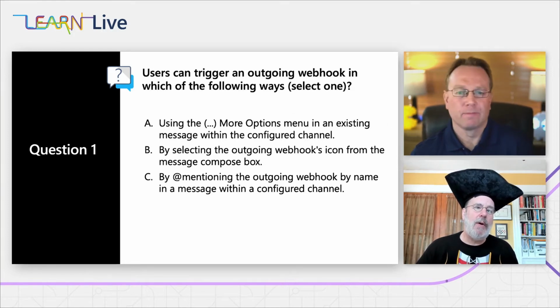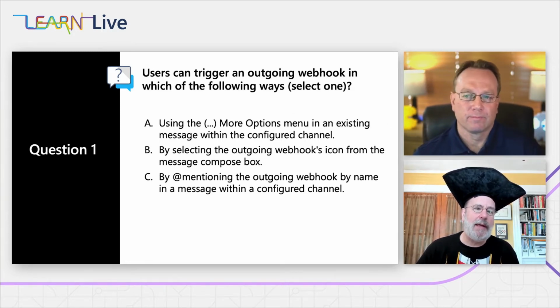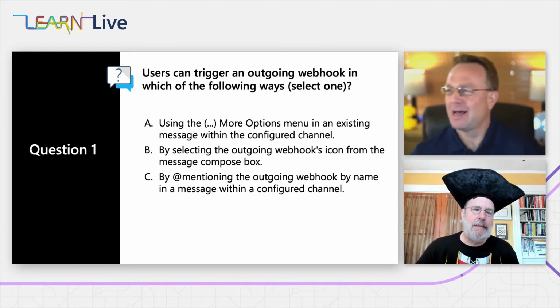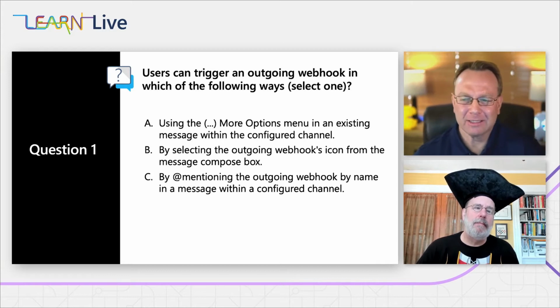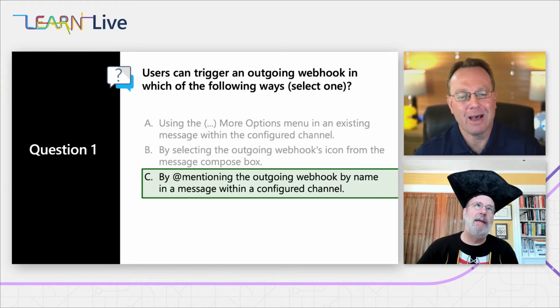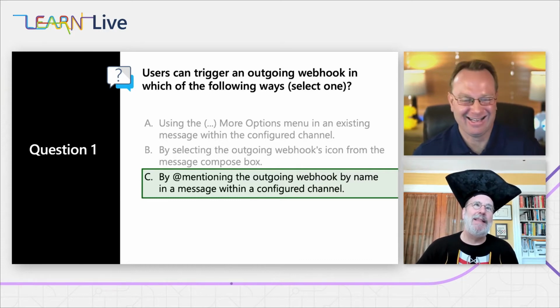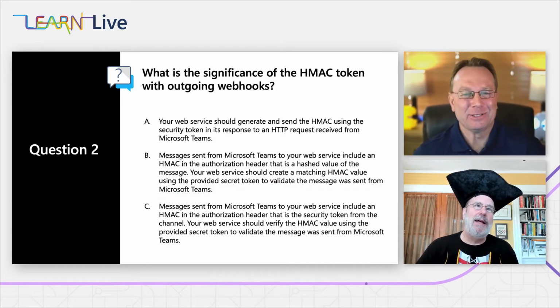Users can trigger the outgoing webhook by which of the following three ways? What do you think, Dan? Well, we talked about it in A, more options. I don't think we really went into that one much. Selecting the webhooks icon, we did talk about an icon, but we didn't do anything with it. This one's easier. It's C. Right? Yep, sure enough. And most of the worldwide audience got that one right. So that's good. Excellent. All right, next one.